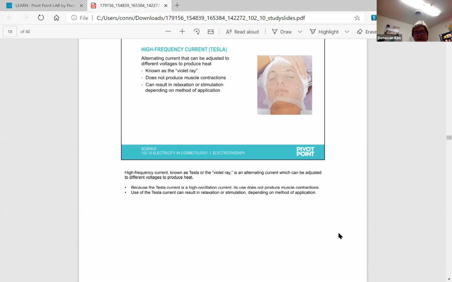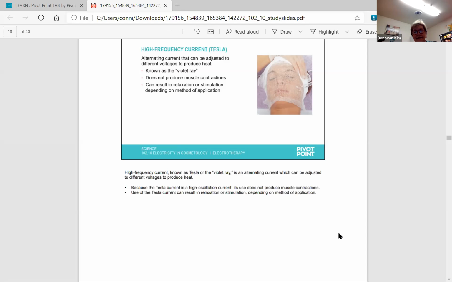This is because the Tesla current is a high oscillation current. It does not produce that muscle contraction where it starts to reflex. So you use the Tesla current for relaxation or stimulation depending on its application method. An application method means, am I doing the direct application or the indirect application? With direct application, I'm going to put it directly on the skin, but it's used on oily skin or for blackheads. You want to clean that up, you want to dry up a pimple, you're going to use the direct application. It's going to clean up that bacteria, that germicidal action.